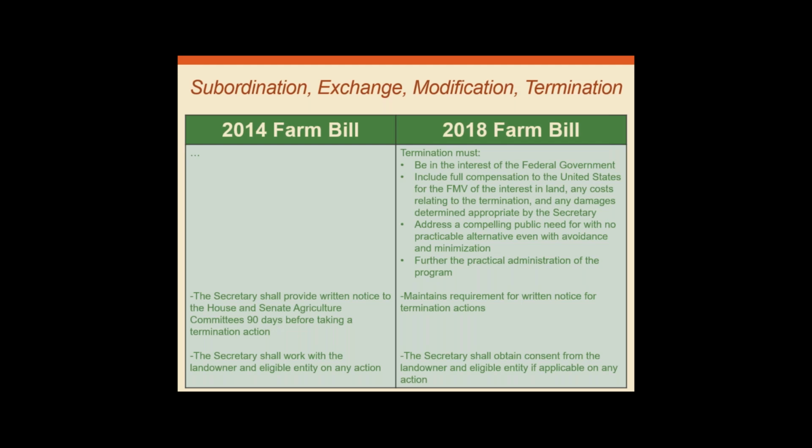And there is a slight change also to the involvement of the landowner and eligible entity. In the previous bill, the Secretary was supposed to work with the landowner and eligible entity. In the 2018 Farm Bill, the Secretary needs to obtain consent from the landowner and the eligible entity, if applicable, on any of the actions that I've just gone over.